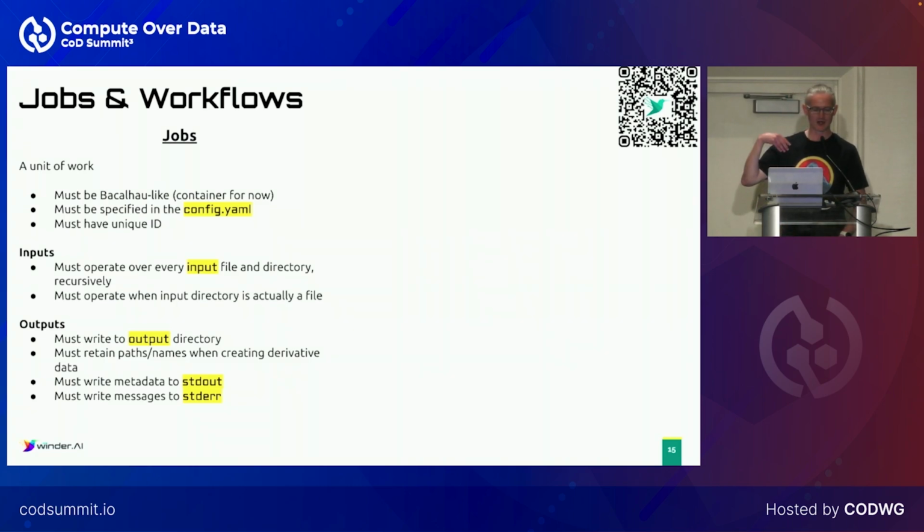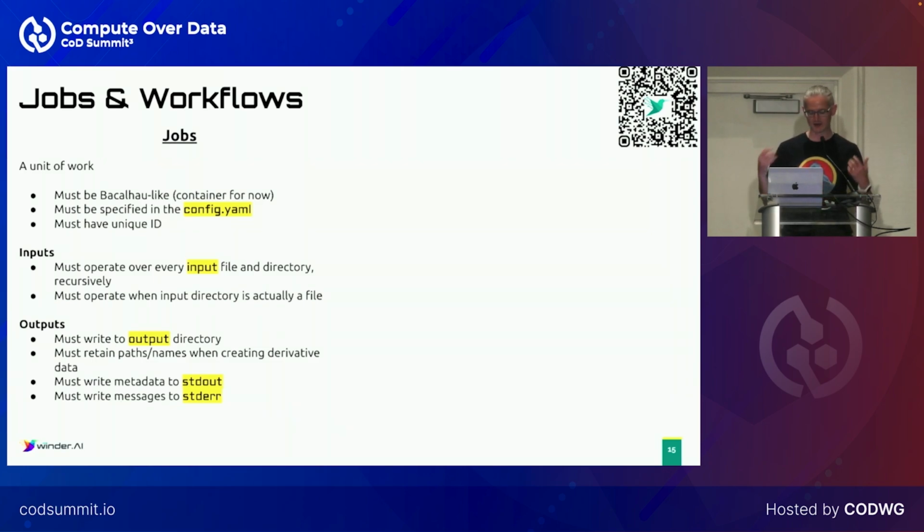So the way we handle that is by saying your job has to work over all of these things. It has to work over all files, all subdirectories, and if it's a blob as well. It complicates the code a little bit, but it does mean that no matter what CID we get, we can just feed that straight into a job.